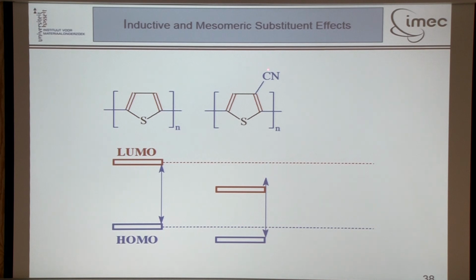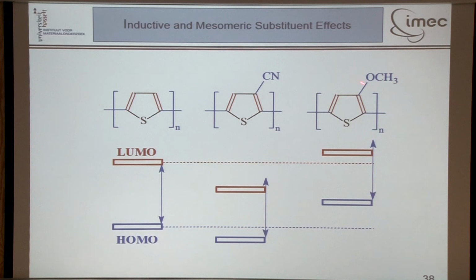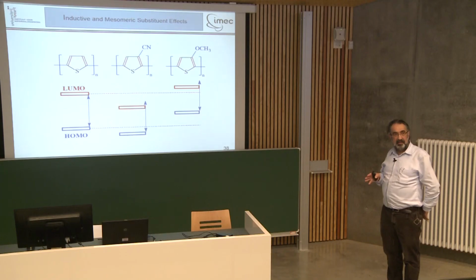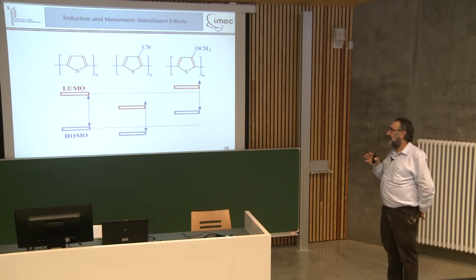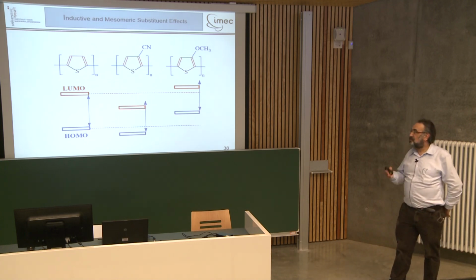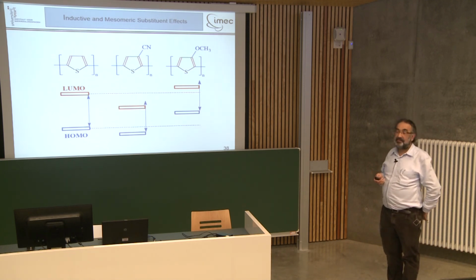So if you have an electron acceptor group, what you will see is that both energy levels go down, but the LUMO more than the HOMO. So besides that, you will have also a reduction of the band gap. If you put in donors, the reverse happens. HOMO and LUMO go up, but the HOMO more than the LUMO. And again, you have reduction of the band gap. So normally, except for fluoro maybe, every kind of substitution leads to reduction of the band gap.